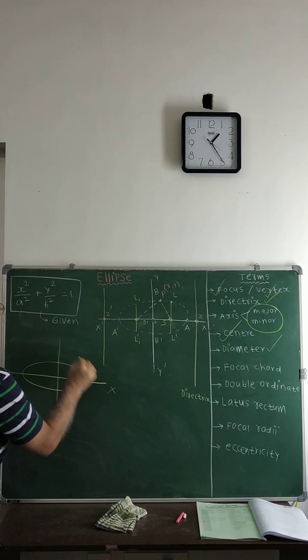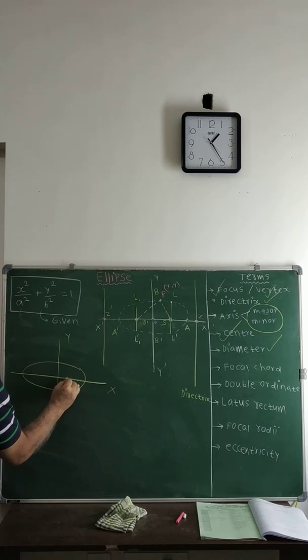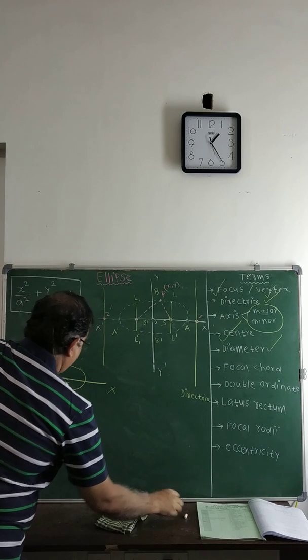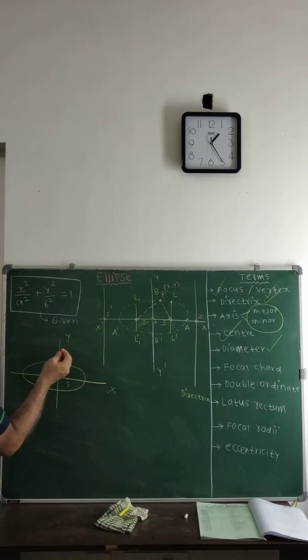Draw the rough sketch of the ellipse. One focus, another focus. Any chord. Chord means if you take any two points on the ellipse, let's say I am taking point A here, point B here. If I connect this AB, then AB is nothing but a chord. So a chord is a straight line connecting any 2 points on the given ellipse.